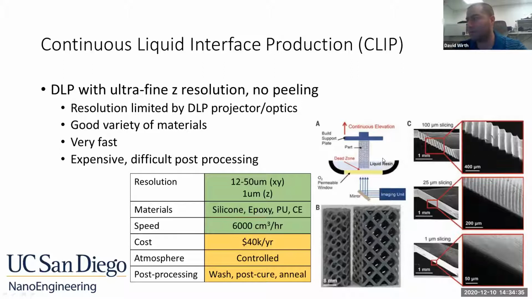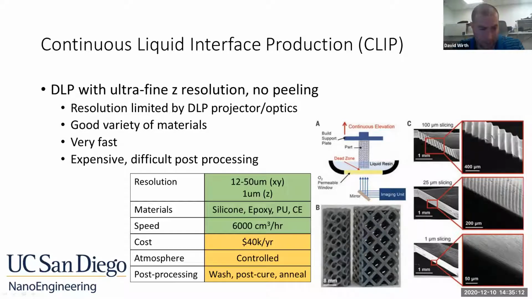With CLIP, they use a different material here that allows oxygen to penetrate a little bit through this window. And they use a resin where the photopolymerization is inhibited by oxygen. So it creates this dead zone effect, and that prevents the part from sticking to the bottom of the resin tank. So you can print continuously, just raising the build plate up as you change that light pattern. And this allows you to print things very fast and with much higher resolution because you don't have this Z-stepping issue.